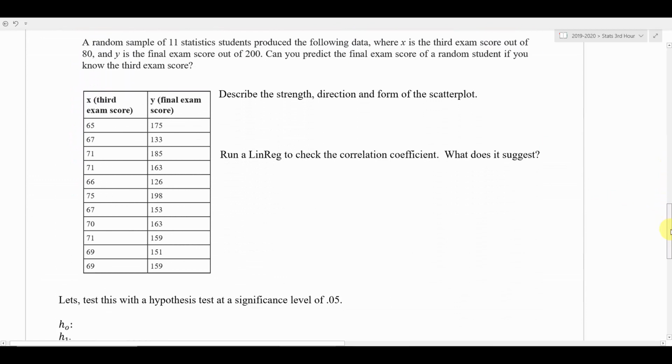All right, let's run one more. We've got the next page here. We'll do one more so you can see it run all the way through. This time we have 11 statistics students. They took their third exam, and these were their scores on the third exam, and these were their scores on the final exam. The question I'm trying to ask is, can I use the third exam score to predict what they get on the final exam? Now the third exam was out of 100 points, and the final exam was out of 200 points. So that's some background on those scores, and I'm trying to figure out how strongly correlated these things are.